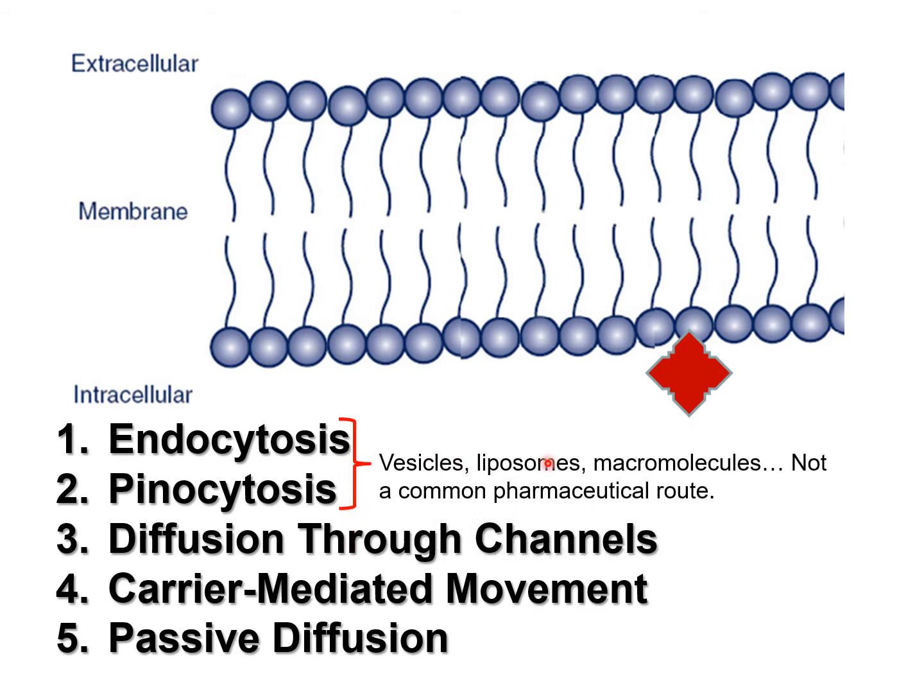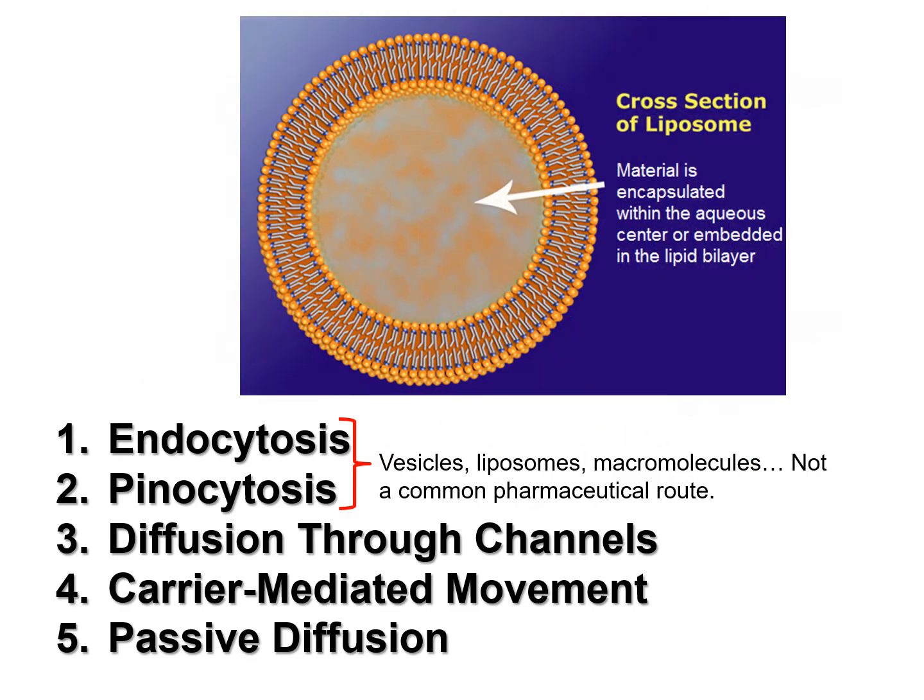So vesicles, liposomes, large molecules, it's not very common. You'd have to have a very specialized type of molecule that would mimic something that we would bring in by endocytosis or pinocytosis. You'd have to trick the body into doing this, because there are receptors and signaling involved. It's exceptionally specific, so not very common.